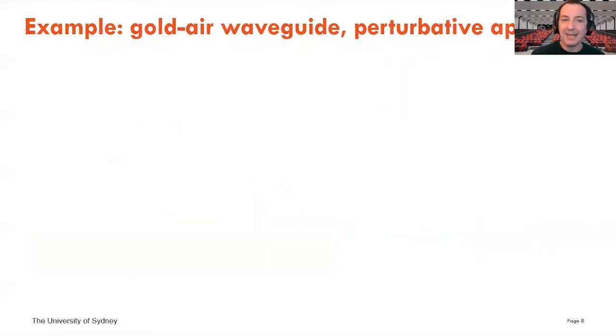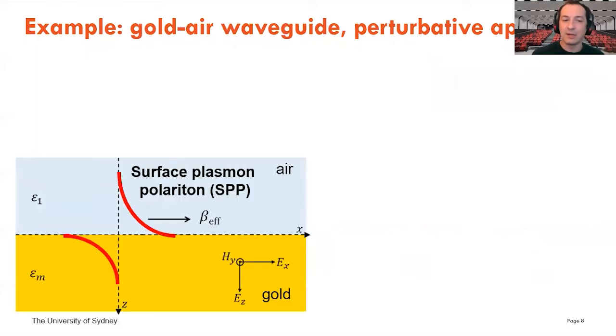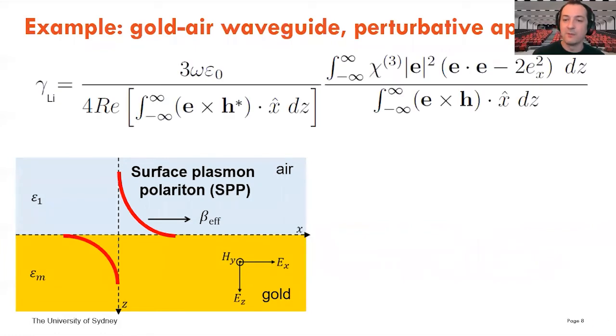So taking an air-gold interface as an example, we want to calculate the gamma of a surface plasmon. And this, for example, is the form of gamma obtained by Lee et al. And notice that this expression contains only linear fields. So E and H are the electric and magnetic fields. And chi3 is the chi3 of the materials involved, which you can measure independently. So once you have that, you can obtain gamma. So even though this is a complicated function, it can be easily obtained with any numerical solver.